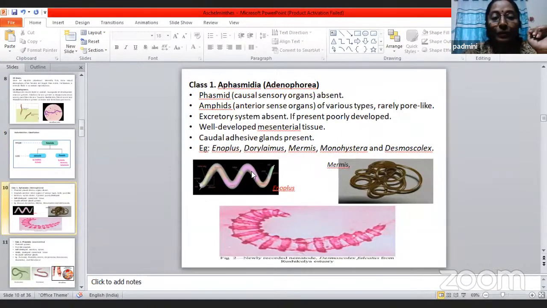So this is an Enoplus, and you also have Dorylaimus, Mermis. You can see these thread-like structures over here. Then Mermis, Monohystera, and Desmoscolex. This is the particular structure of a Desmoscolex over here. You can find the mouth region and the tail region. This was very recently recorded by some zoologists from the Rushikulya estuaries. So this was found over there. So you have this Aphasmida.